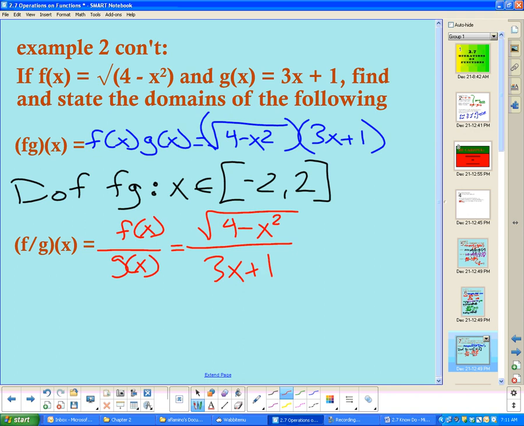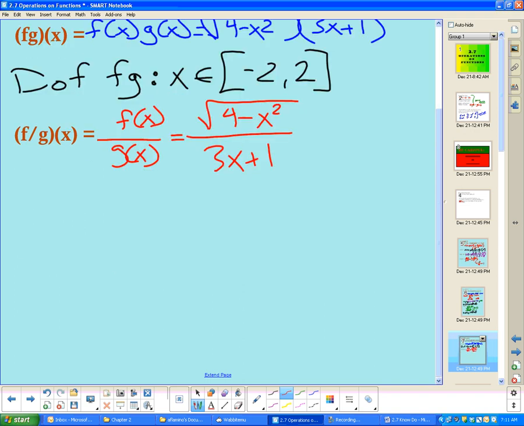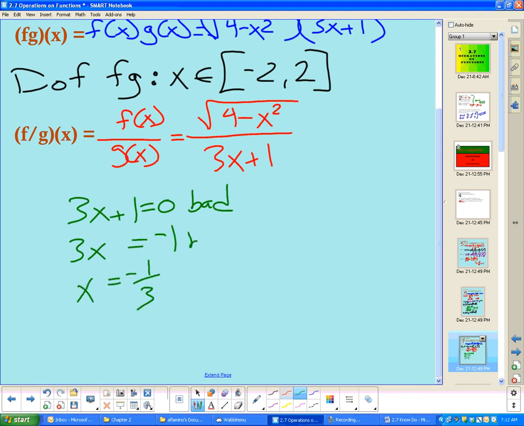And I now have to look at the domain a little more closely. I've already found the intersection of the two individual domains. The intersection is going to be that closed interval from -2 to 2. But now I have an additional restriction that 3x plus 1 equaling 0 would be bad for us, which means 3x equaling -1 would be bad, meaning x equals -1/3 would also be bad for us.